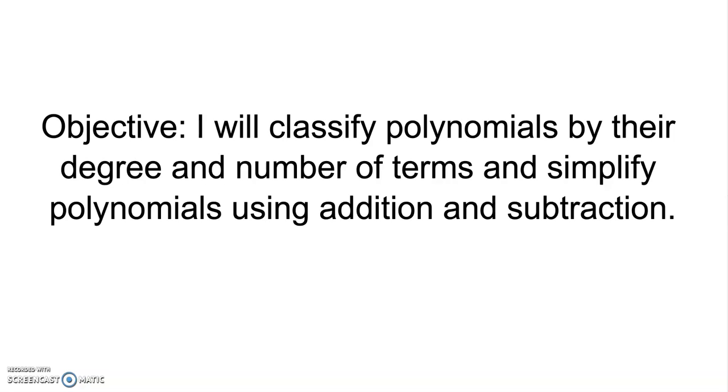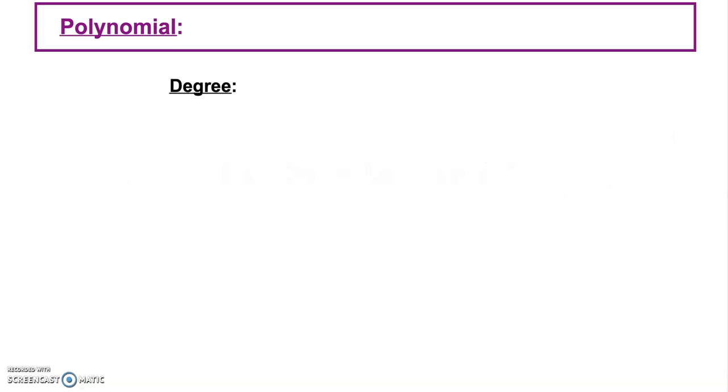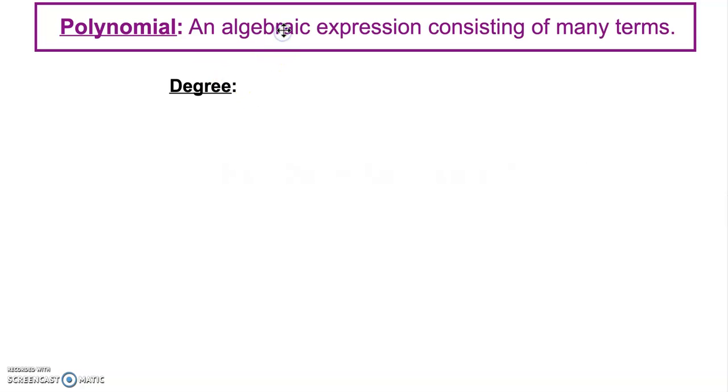In this video, we will classify polynomials by their degree and number of terms, and then simplify using addition and subtraction. First, let's talk about what a polynomial is. A polynomial is an expression that has many terms in it. That prefix, poly, means many, and nomial means terms. So the word literally means many terms.